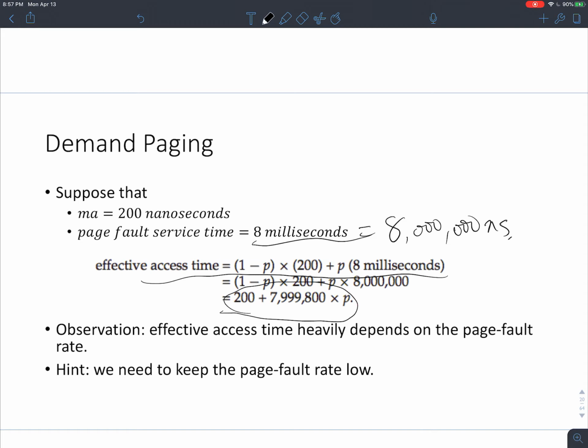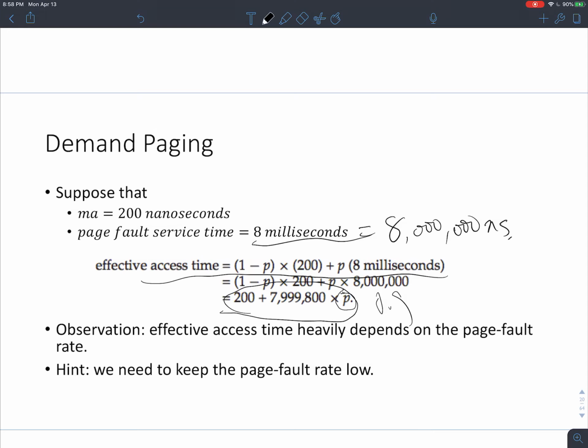200 plus 7,999,800 times p. So here you can see that if we have a small p, then the effective access time is going to be relatively small, very close to 200. However, if we have a large p, say p is like 0.9, then this number is going to be very close to 8 milliseconds, and this is very large.